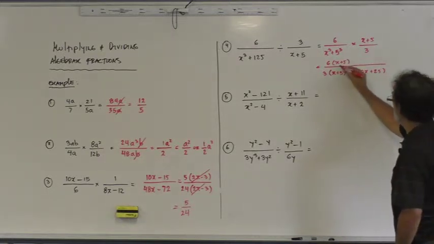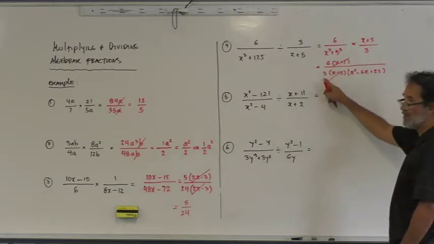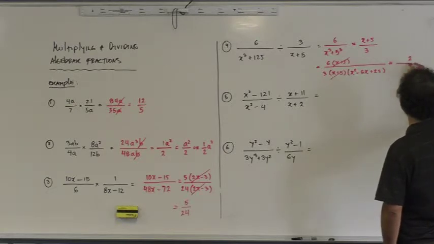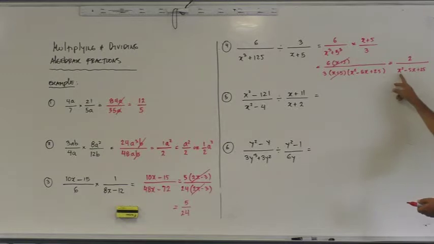Okay, and then we can simplify this, and also we can do 6 divided by 3, which is 2. So that means that the answer is going to be 2 over x squared minus 5x plus 25. Okay, that's it. And it looks like we cannot factorize this anymore, because there's no way that you're going to find two numbers that when you multiply them together equal 25, and when you add them together equal 85. That's it. So we stop there.